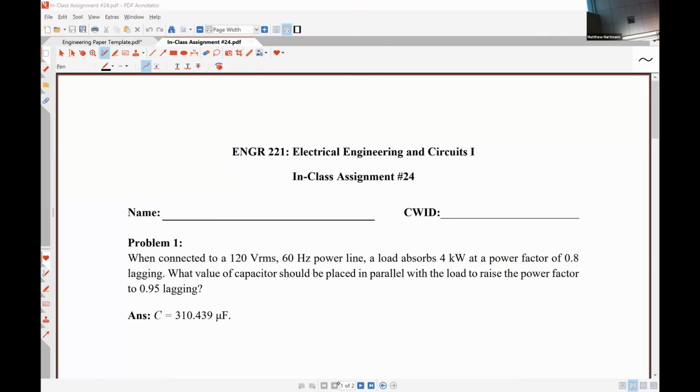Alrighty, today is our last regular class meeting, and we're going to cover the concept of power factor correction today, which builds off of the complex power relationships that we went over last Thursday.